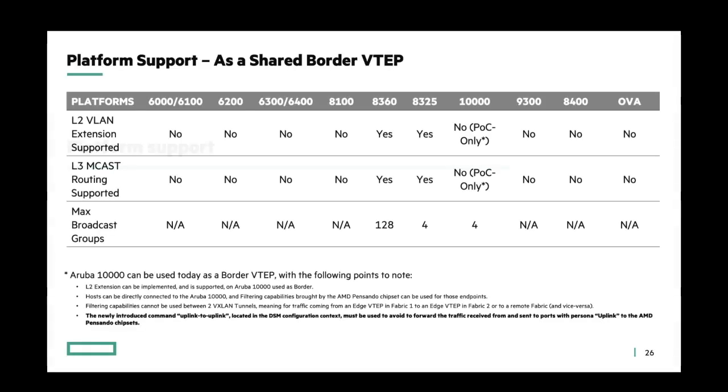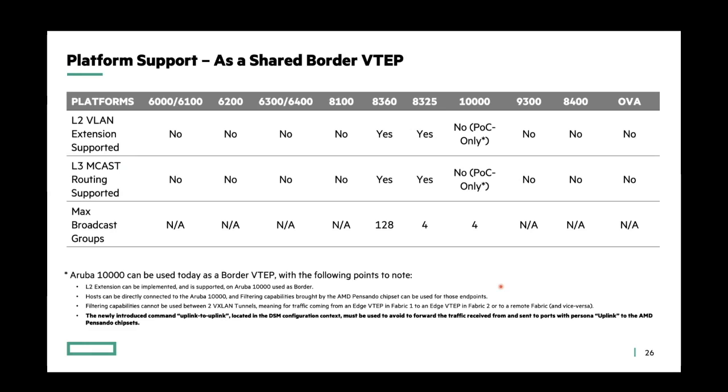Okay, so now regarding the platform support. As you can see, broadcast groups configuration is only supported today on 2 platforms: 8360 and 8325. It means that the layer 2 VLAN extension as well as the layer 3 multicast routing is only supported with those 2 platforms as shared border VTEP.